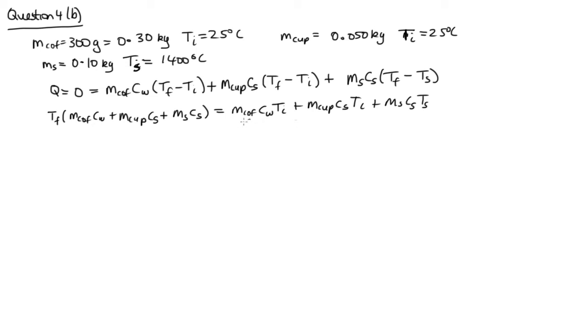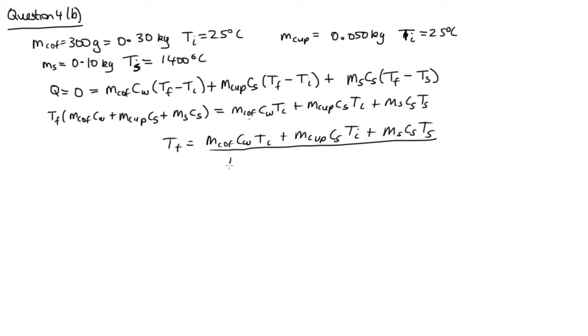Sorry about that line. Now rearranging it to work out TF, we just need to divide this by this. We've got the mass of the coffee times the specific heat of water times the initial temperature, plus the mass of the cup times the specific heat of steel times the initial temperature, plus the mass of the sphere times the specific heat of steel times that initial temperature, divided by the mass of the coffee times specific heat, plus the mass of the cup times the specific heat, plus the mass of the steel times the specific heat.